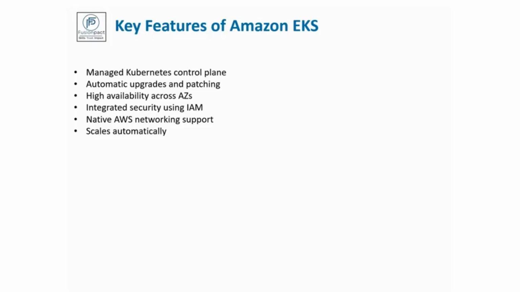Key features. AWS EKS provides automatic upgrades and patching, built-in high availability, strong security using IAM, and native AWS networking support. Because of these features, EKS is stable for enterprise DevOps workloads.